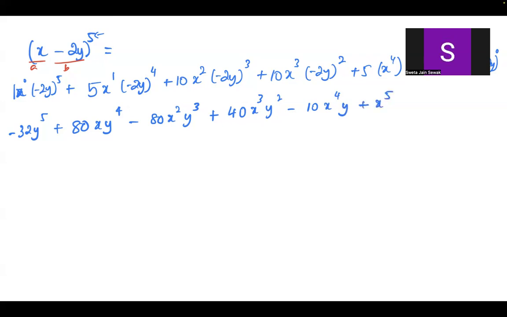So if you have gotten this, that's absolutely right. And you can also notice that my alternate terms are negative and positive. So we start this with negative, then we have positive, negative, positive, negative, and positive. And that's it.